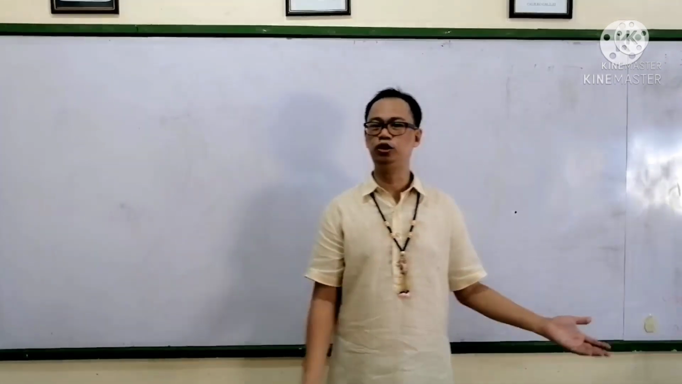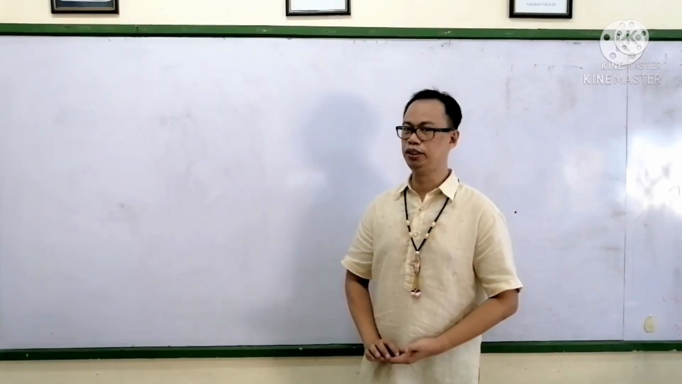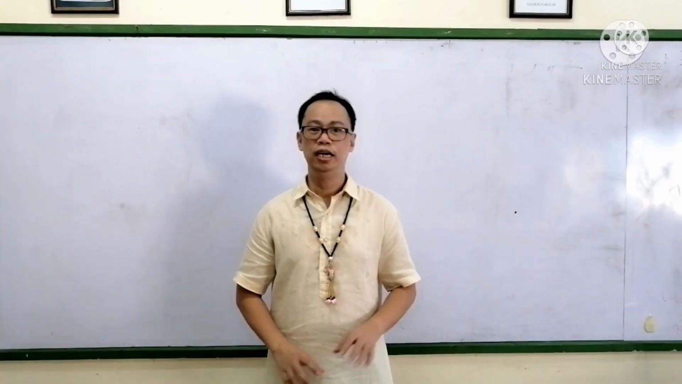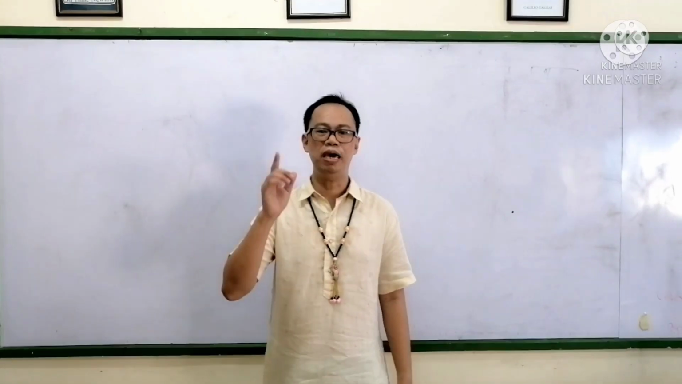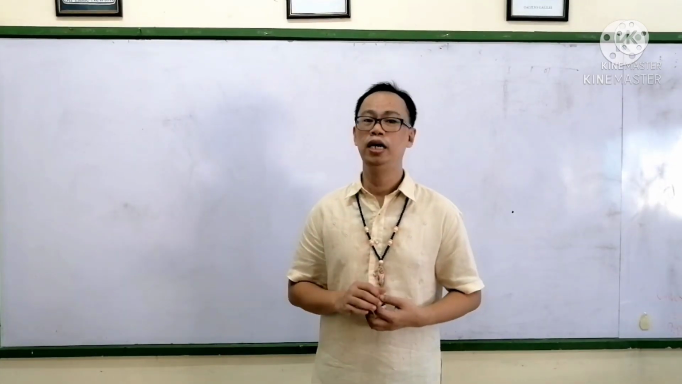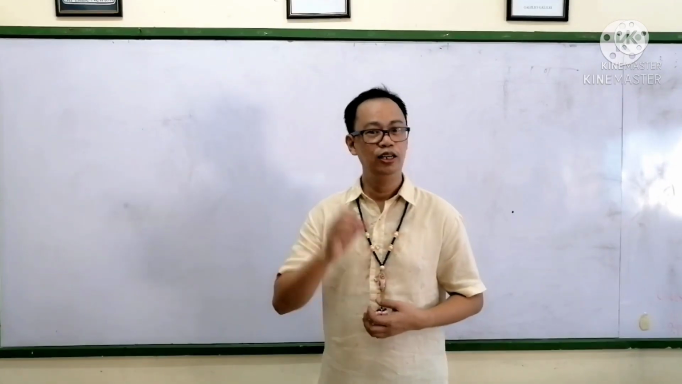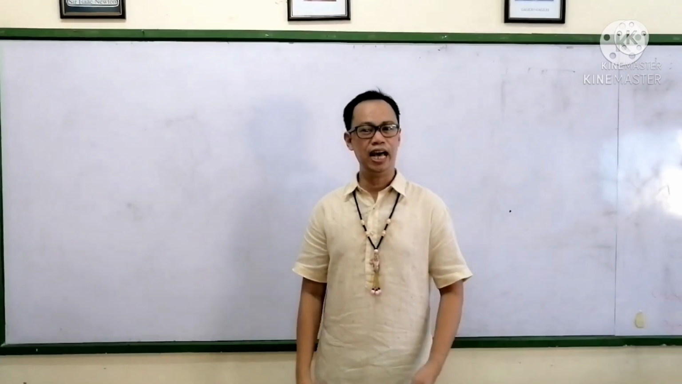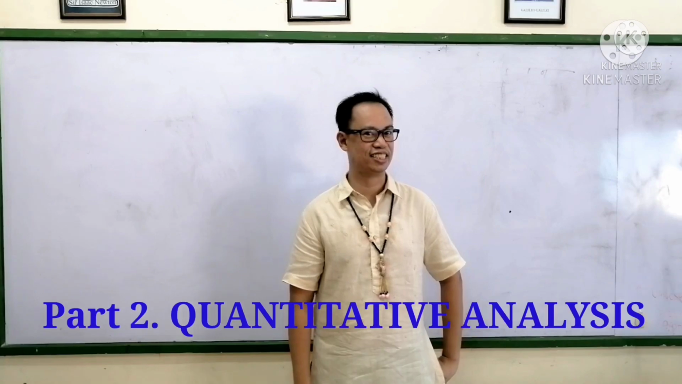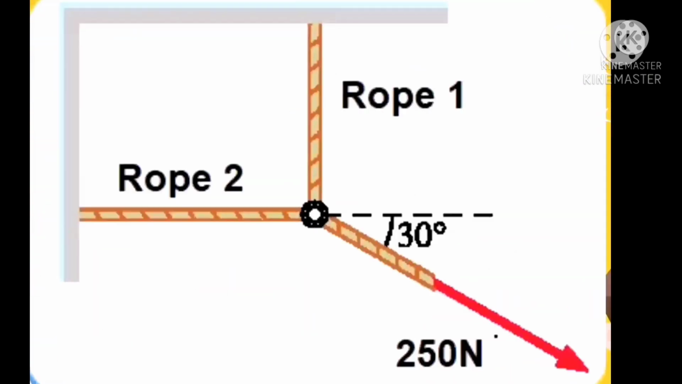We are now ready to describe the magnitudes and directions of the forces acting on an object in equilibrium. Remember that the net force on an object in equilibrium is always equal to zero. Now, let's go to quantitative analysis. Let us consider the following examples.